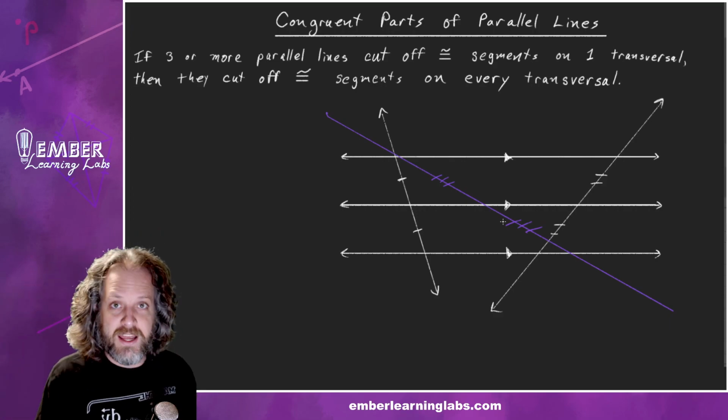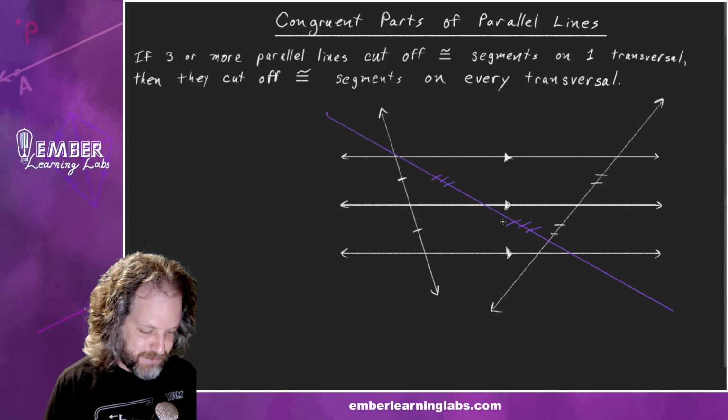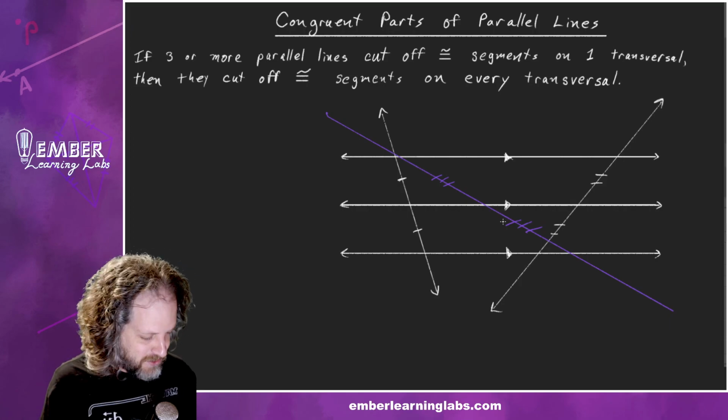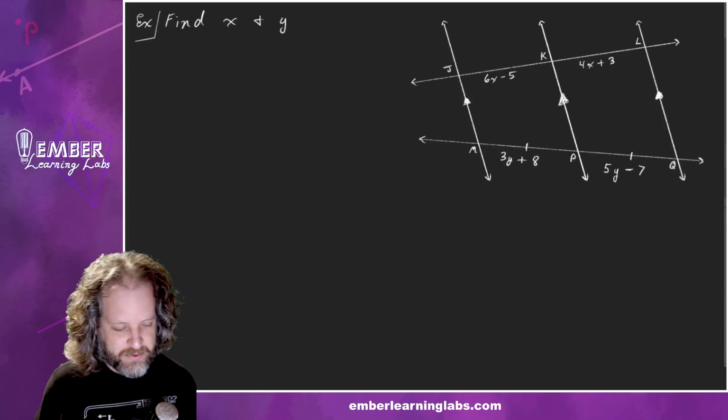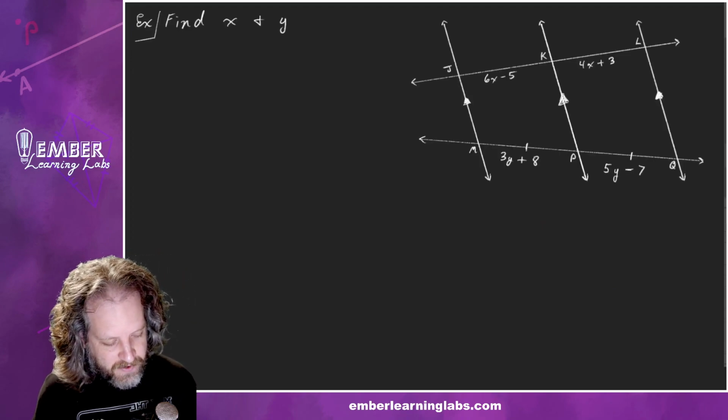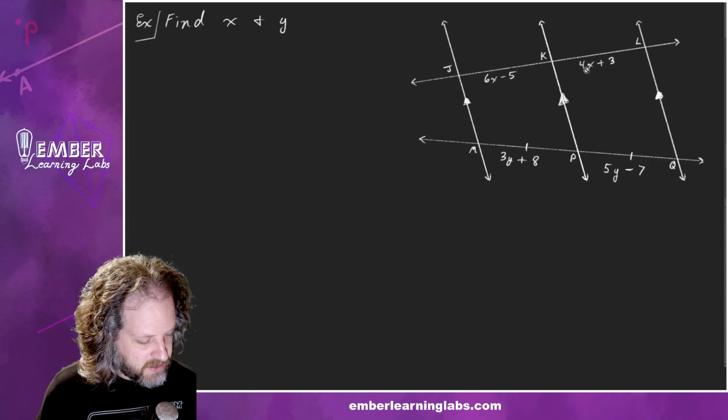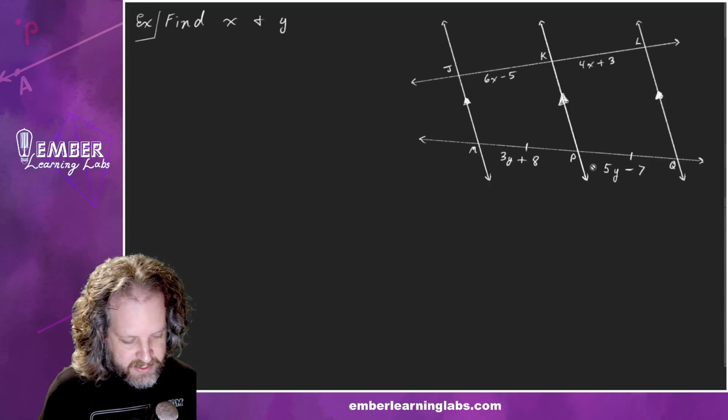And that's the cool thing about math theorems, it lets us say so much with so little. It's just fun at this point. Let's do a quick example. This one won't take very long. So find x and y. X is up here and y is down here.